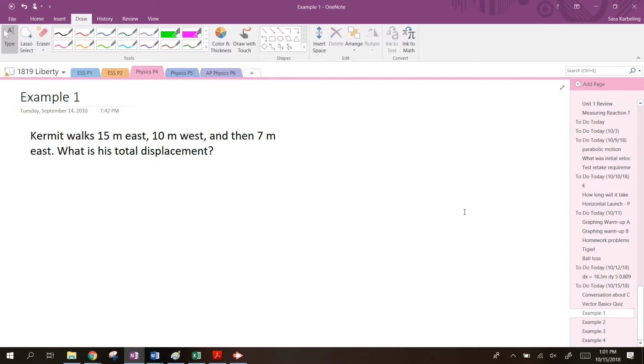Here's my situation that I want you to tell me about right now. Kermit the Frog walks 15 meters east, 10 meters west, and then 7 meters east. My question is, what is his displacement?